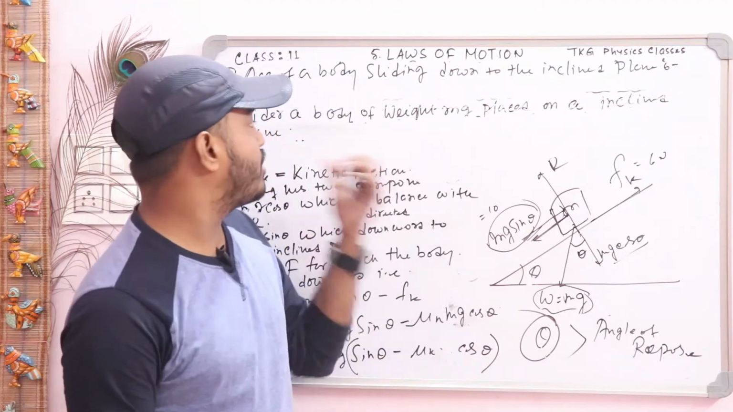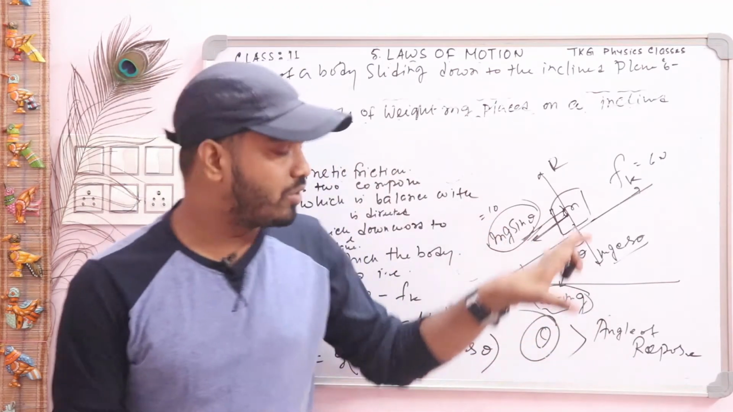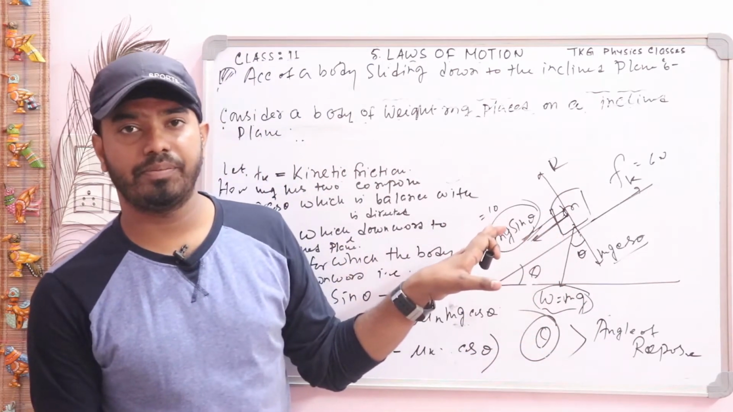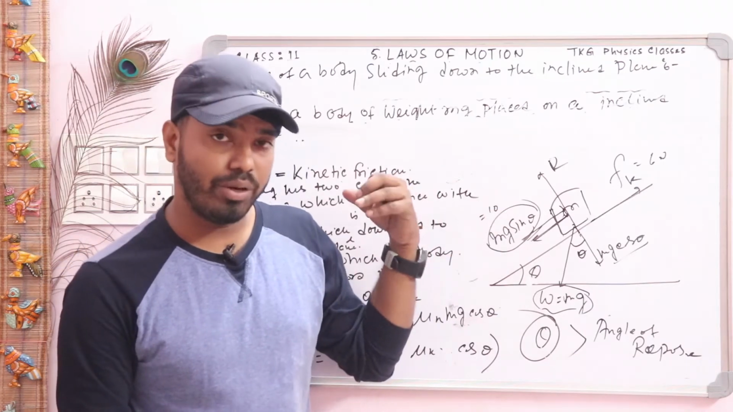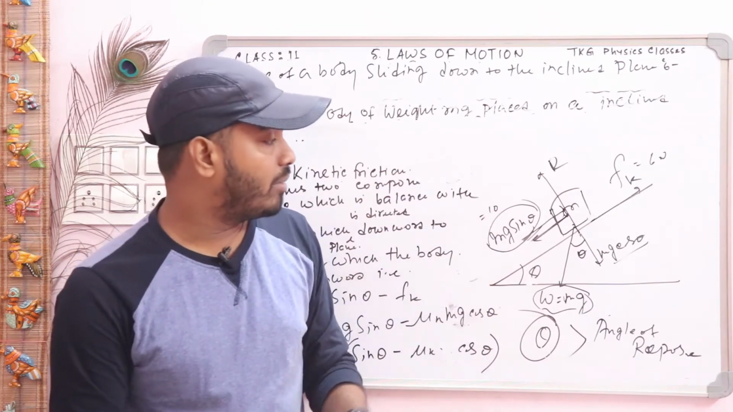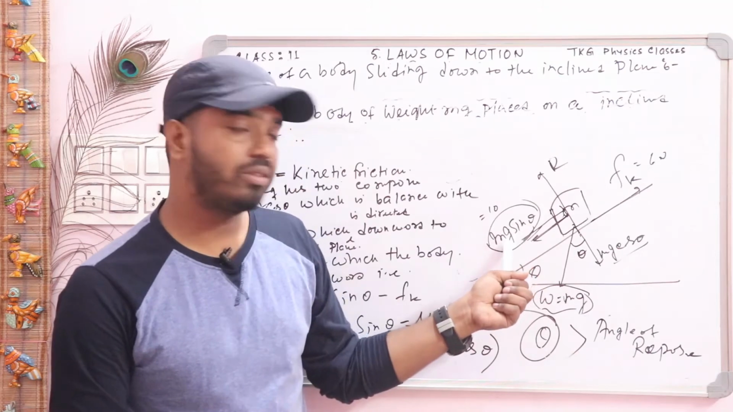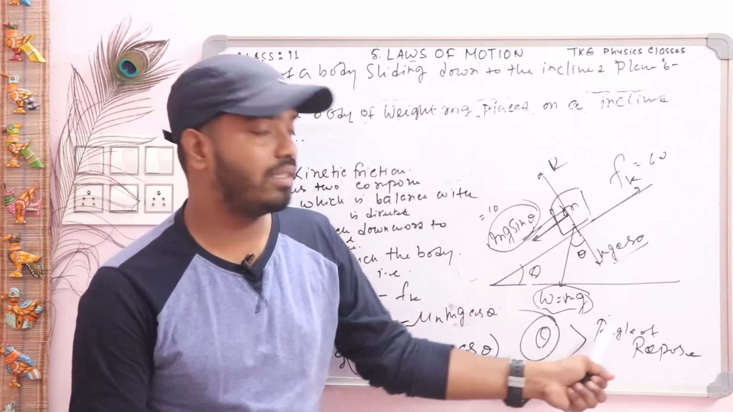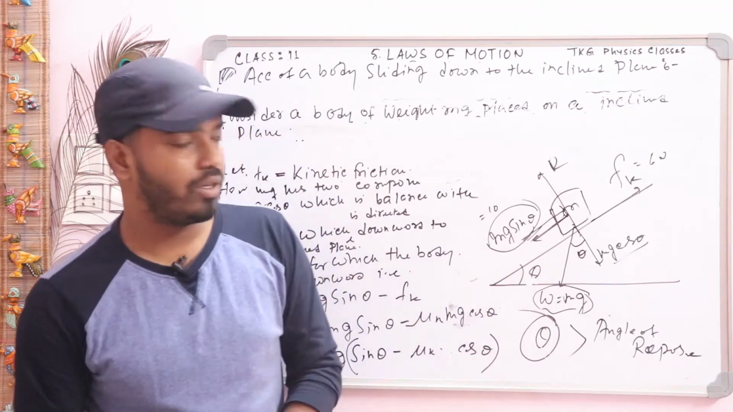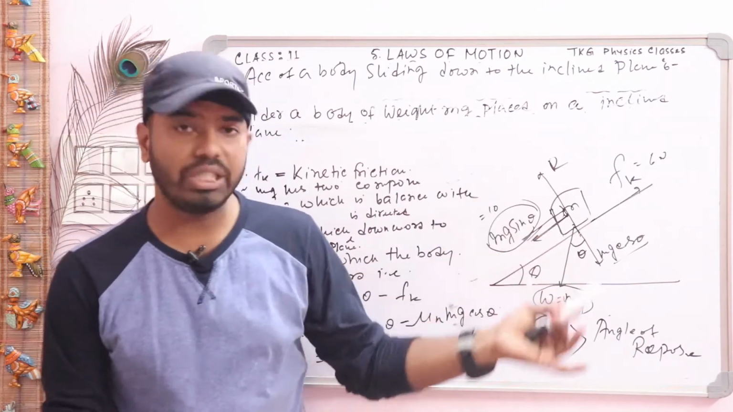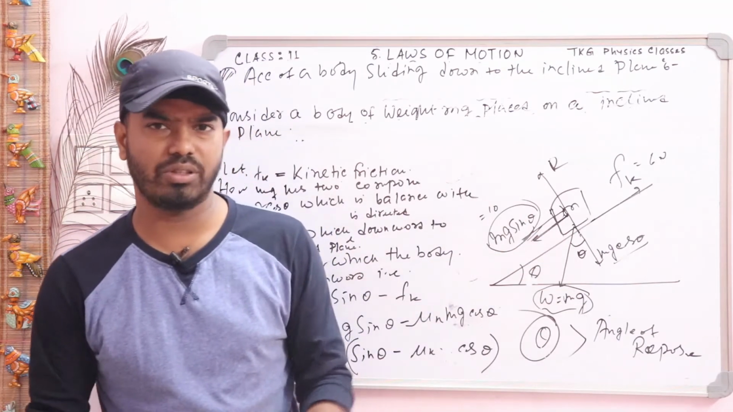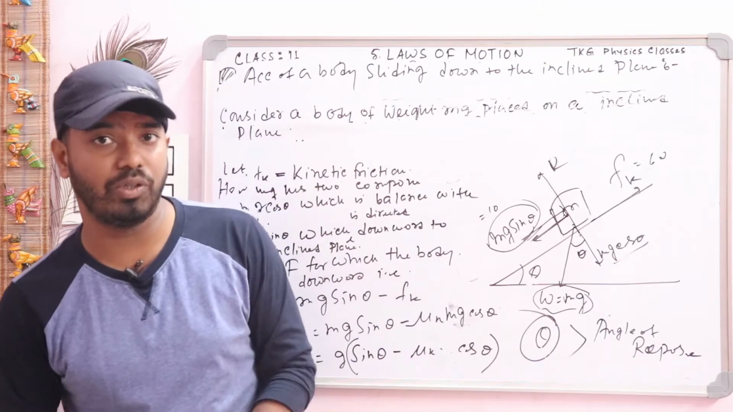And you have to remember one important point here: there is no external force applied. The body is moving downward with the help of this component when no external force is applied. That means theta must be greater than the angle of repose. So students, this is the theoretical part. Now we'll solve two or three numericals related to this problem.